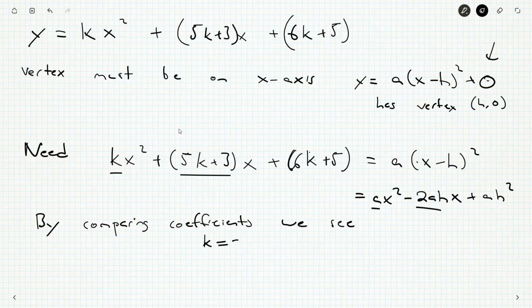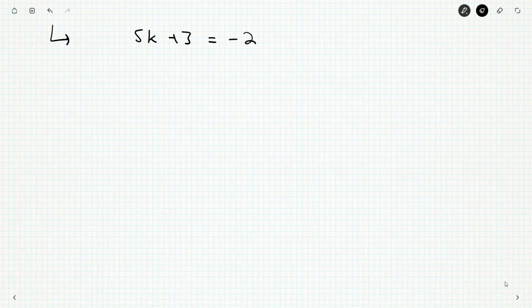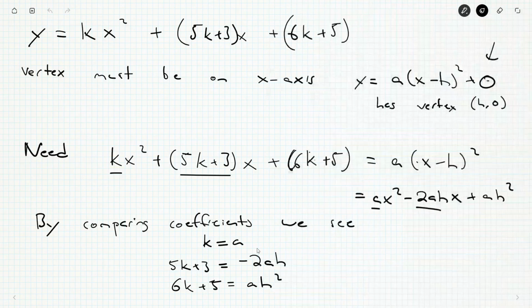So by comparing coefficients, what will we have? We'll have k is equal to a. 5k plus 3, and you got to be careful here, is minus 2ah. And then 6k plus 5 is ah squared. But this makes it pretty nice. k is equal to a. So we can say 5k plus 3 is minus 2kh, and 6k plus 5 is kh squared. I'm just plugging the first equation into the second two, getting rid of all the a's.